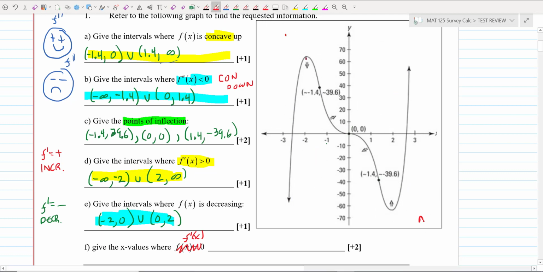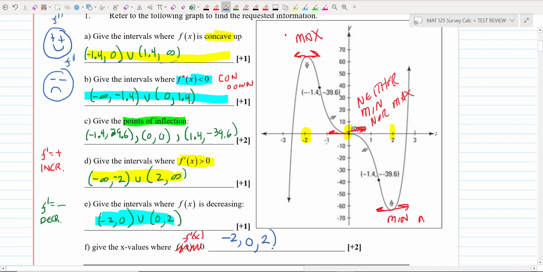So the places the derivative is 0 are wherever you have a horizontal tangent line. So there's 3 places. You don't necessarily have to be at a min or a max, because this point right here is neither a min nor a max. So it looks like there are 3 places where you have a horizontal tangent line: -2, 0, and 2 would be those x values. I'm pretty sure that's what I intended on that. And those are the only places where you have a horizontal tangent line.